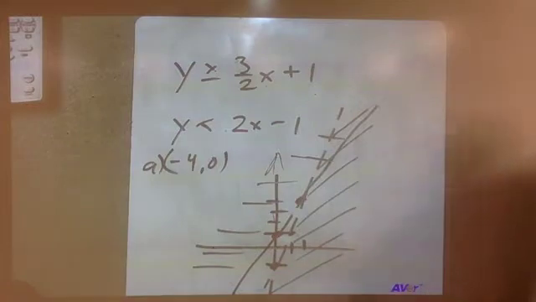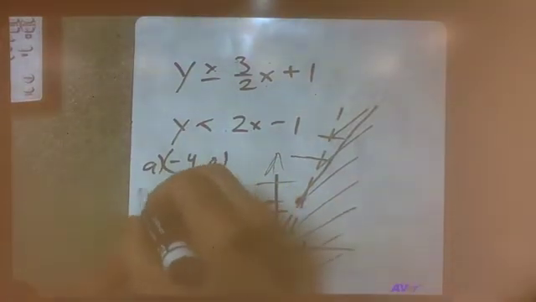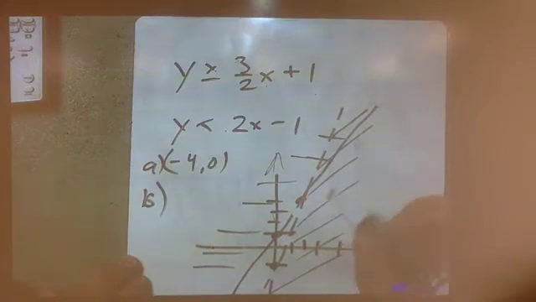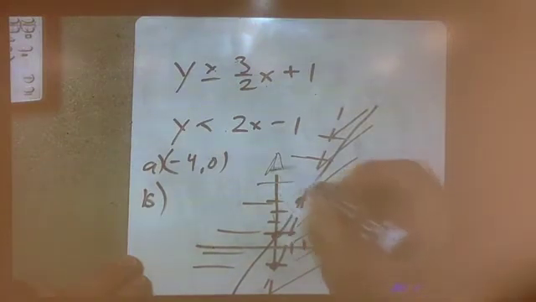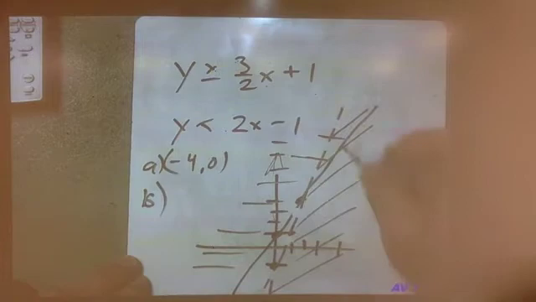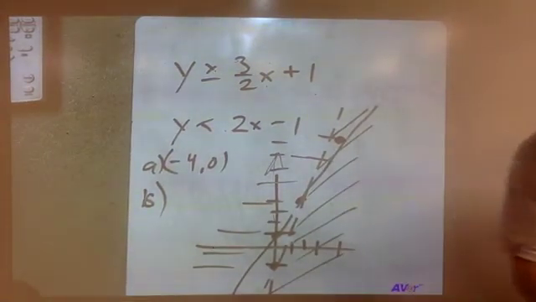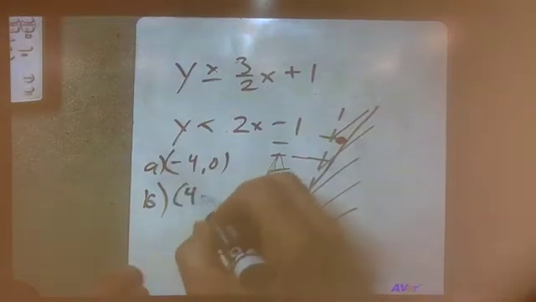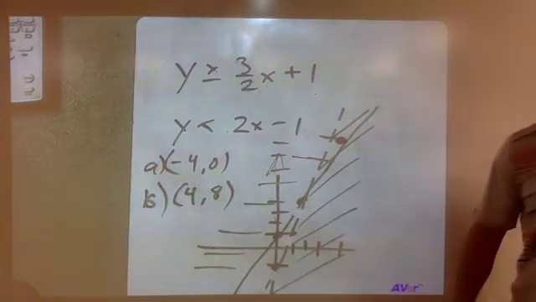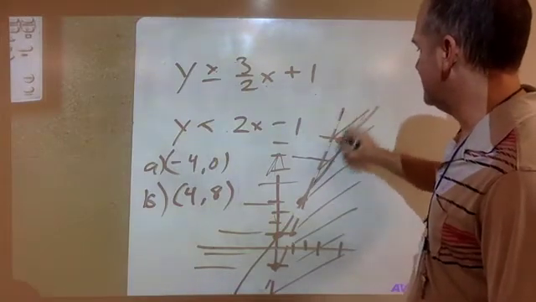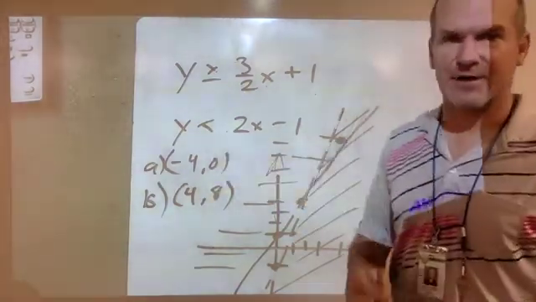All right, let's say choice B is the point 4, and then what's that? 1, 2, 3, 4, 5, 6, 7, 8. 4, 8 looks like it'd be right there. 4, 8 is, according to my terrible graph, inside this triangle shaded region. Therefore, 4, 8 is the correct answer.